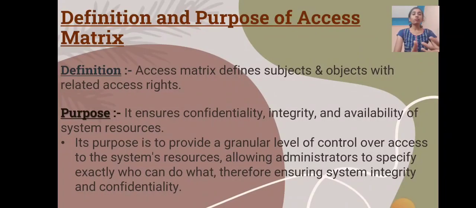Next, definition and purpose of access matrix. First, what is access matrix? Access matrix defines subjects and objects with related access rights. When it comes to its purpose, it ensures confidentiality, integrity, and availability of system resources. Its purpose is to provide a granular level of control over access to the system's resources, allowing administrators to specify exactly who can do what, therefore ensuring system integrity and confidentiality.